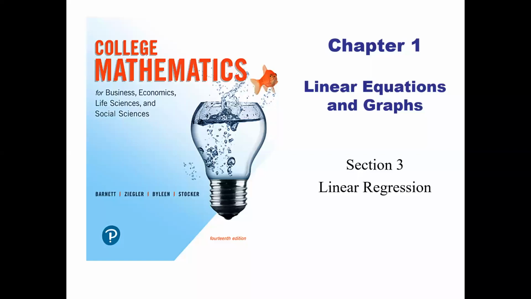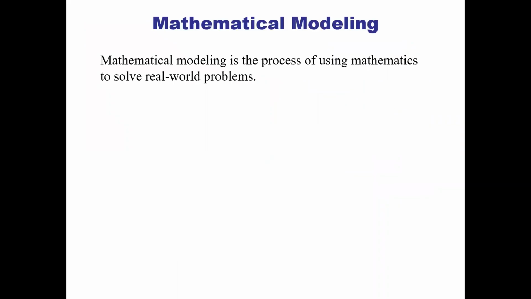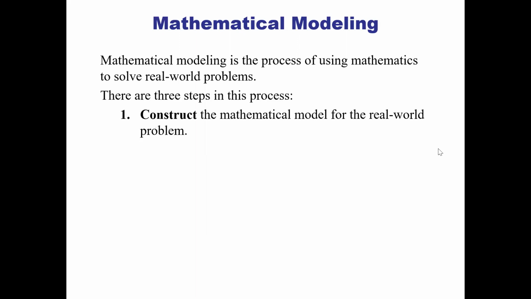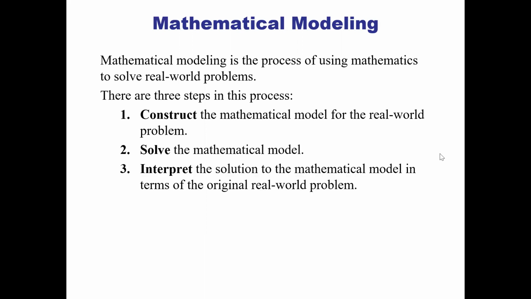All right, we're in chapter 1, section 3, on linear regression. So we're going to do mathematical modeling, which is the process of using mathematics to solve real-world problems. There are 3 steps in this process. First, we have to construct the mathematical model for the real-world problem. Then we have to solve that mathematical model. And finally, we have to interpret the solution to the mathematical model in terms of the original real-world problem.